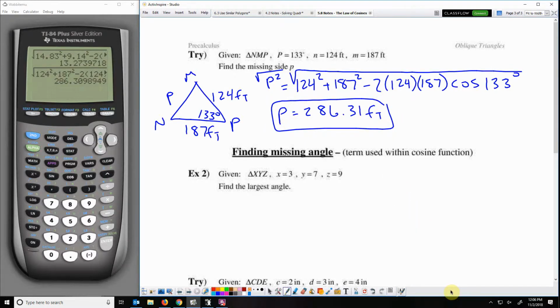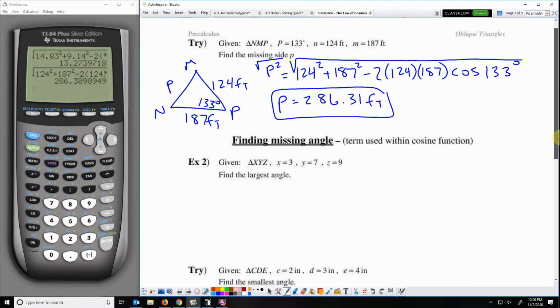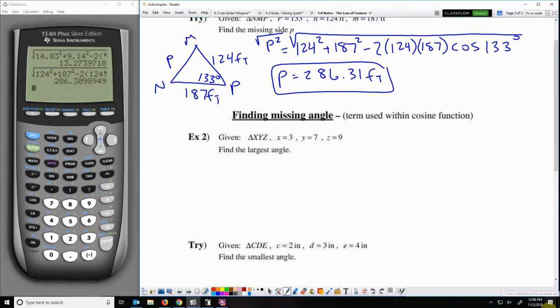Okay, so that's how you use the law of cosines to find a missing side. So now we're going to try to use the law of cosines to find a missing angle. Before we were given side, angle, side; this time we're going to be given side, side, side. So triangle XYZ, where X is 3, Y is 7, Z is 9. Find the largest angle. Something we know about triangles is that the largest angle is opposite the longest side, so 9 is my longest side, which means Z is my largest angle, so that's the one I'm looking for.